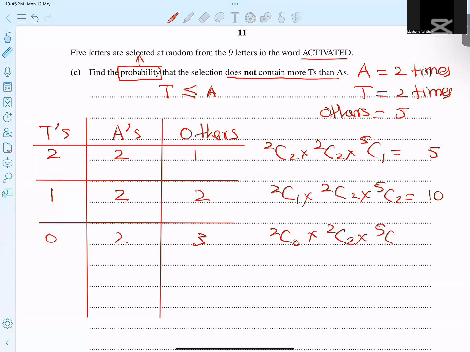So 5C3. If we check it carefully, 5C3 is 10 actually. This is 1, this is also 1. So the answer coming is 10 with us. Let's go for the next option.